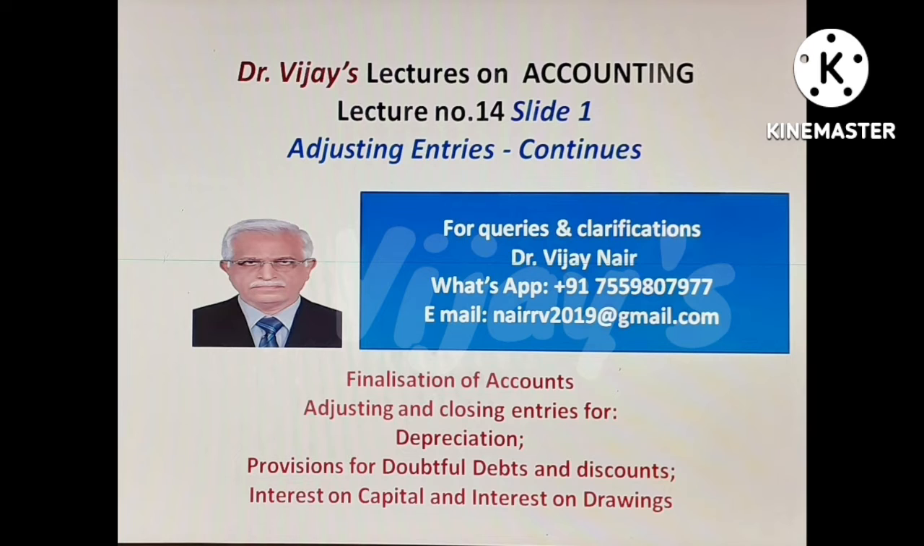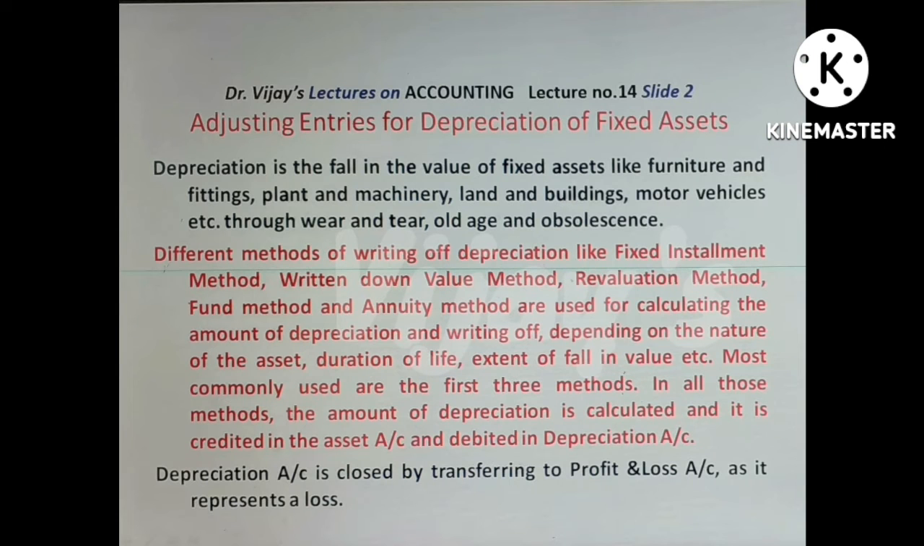Let us go to slide 2. Slide 2 deals with adjusting entries for depreciation of fixed assets. Depreciation is the fall in the value of fixed assets like furniture and fittings, plant and machinery, land and buildings, motor vehicles, etc., through wear and tear, old age, and obsolescence.